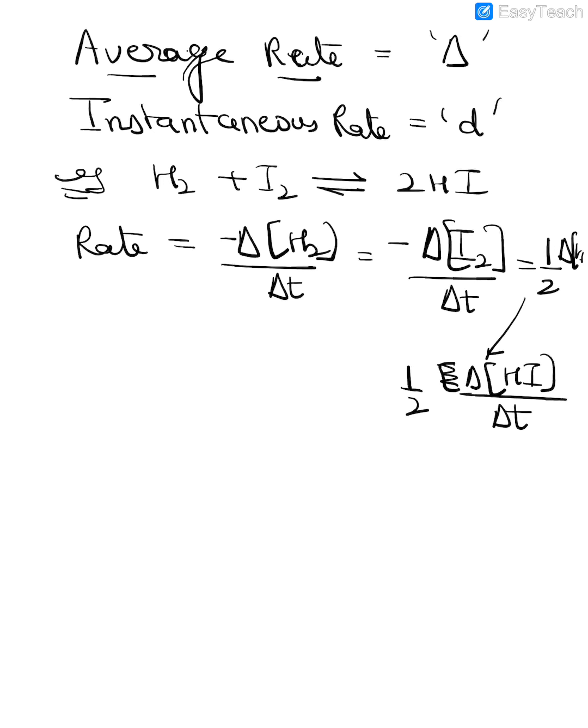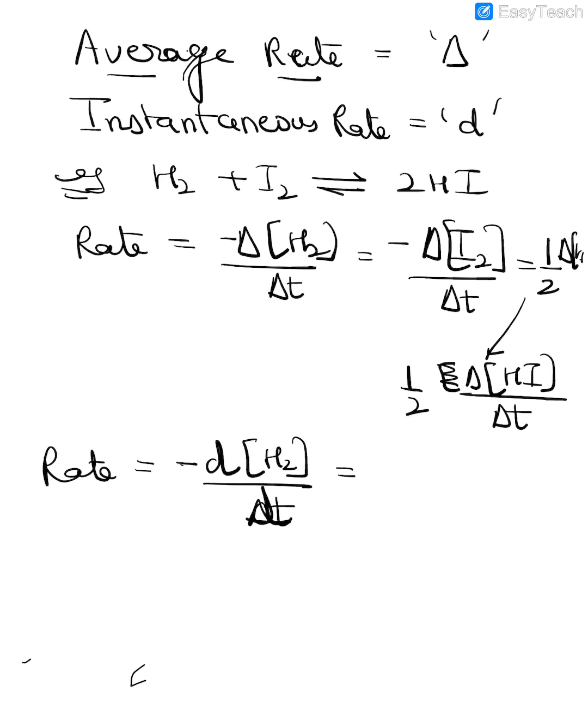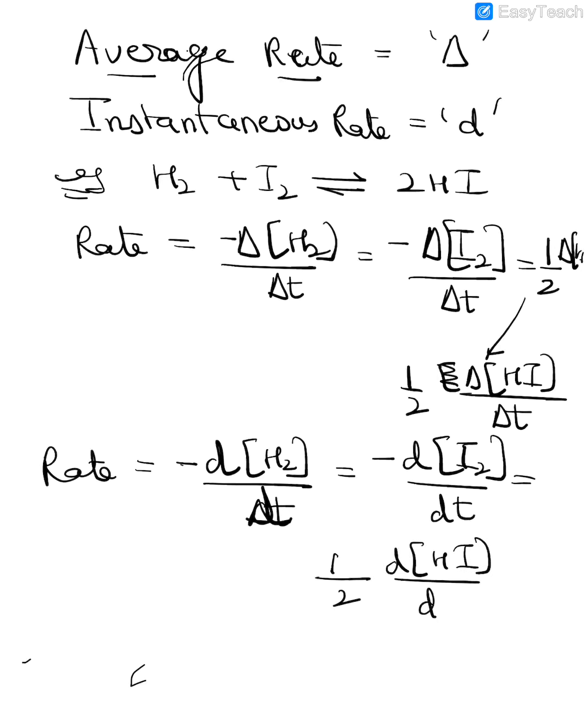And if we want to write down the instantaneous rate of the reaction, then instead of writing delta, we have to write d. Minus d H2 upon dt, minus d I2 upon dt, half d HI upon dt.